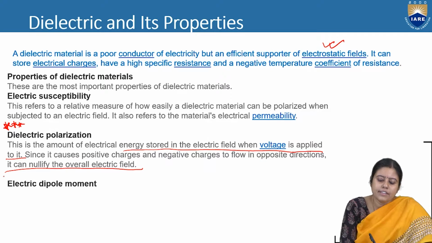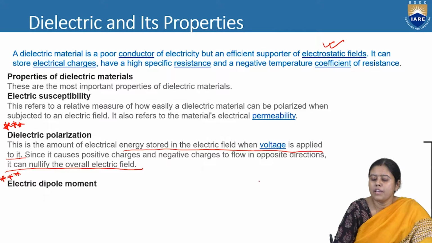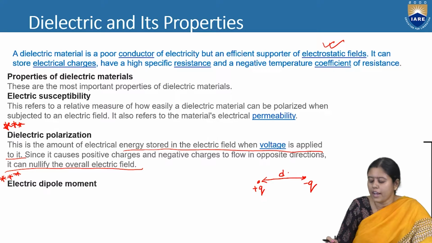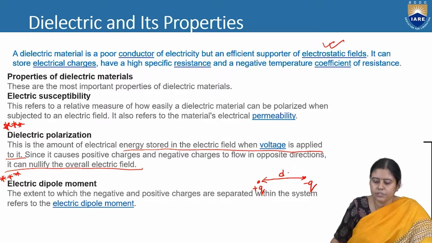Next one is the electric dipole moment, which we will also discuss in today's class. Electric dipole moment means that if two charges of equal value but opposite sign are a certain distance apart, the positive charge and negative charge try to nullify each other, and this creates a dipole moment.